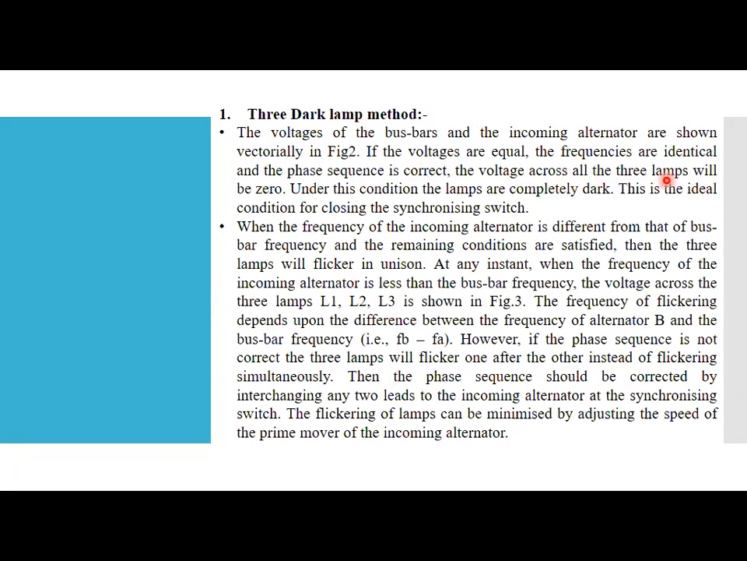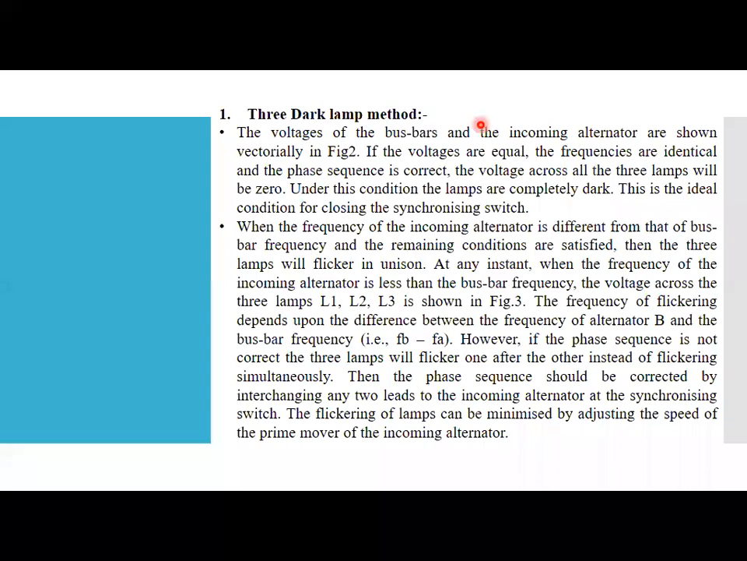The voltage across all the 3 lamps will be 0. And as there is no voltage across the lamp, it is dark. So that's why this method is known as the 3 dark method. All the 3 lamps are dark. So under this condition, what are we doing? All the lamps are completely dark, and this is the ideal condition for closing the synchronizing switch. So we are closing the synchronizing switch, and my alternator B is synchronized with the bus bar.